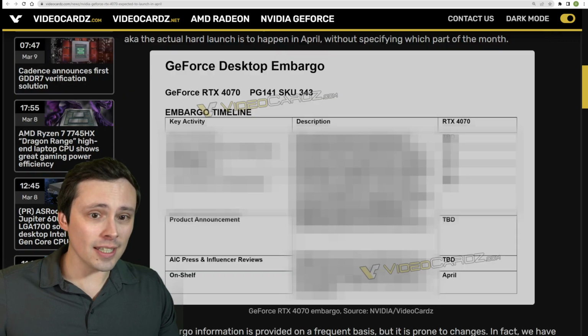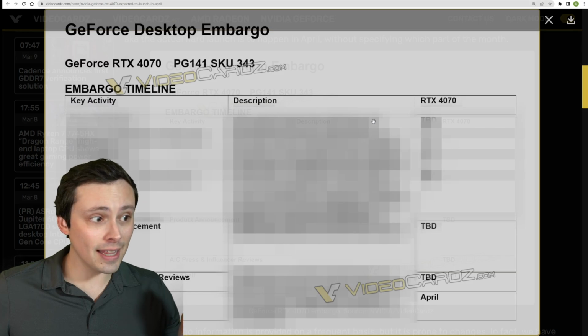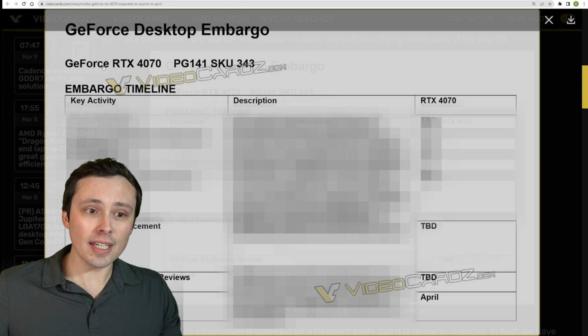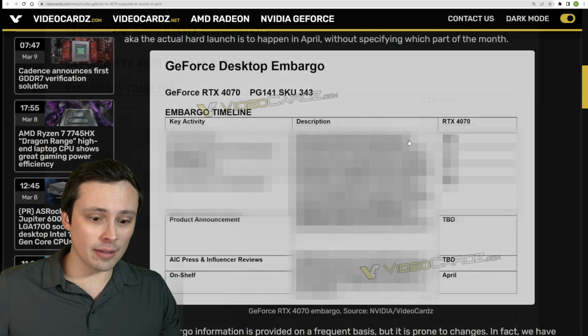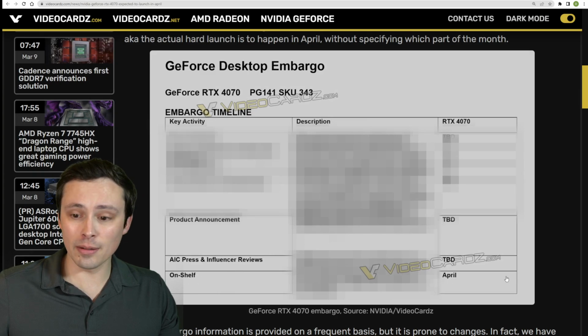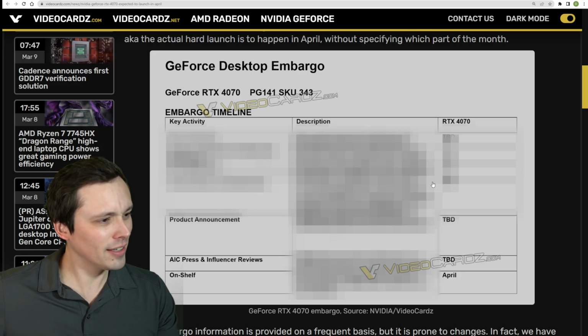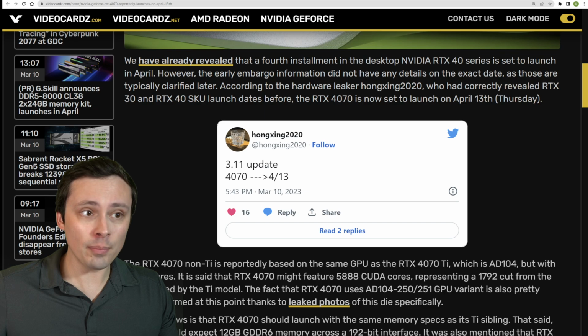In addition to that, videocards.com themselves have previously leaked this GeForce desktop embargo slide, saying GeForce RTX 4070 and the on-shelf date coming in April, although this one did not have a specific date. So these things line up with April, April 13th being reasonable, a leaker with a good track record of this type of information.